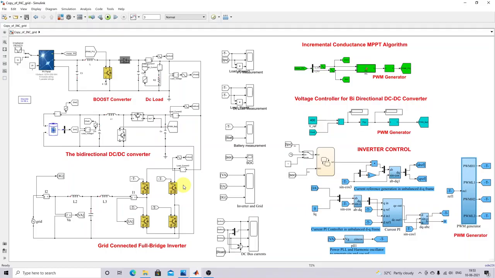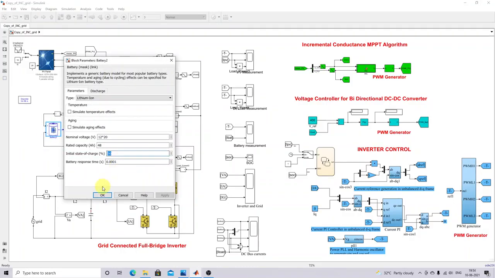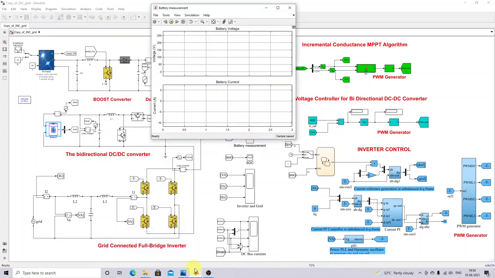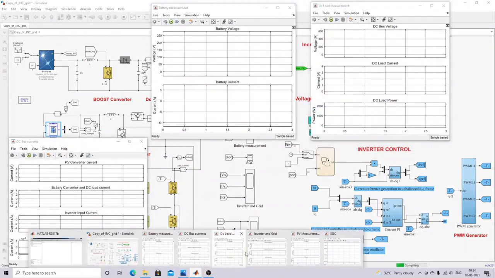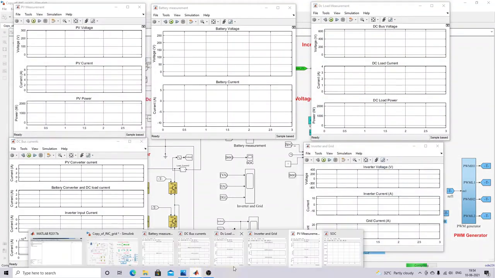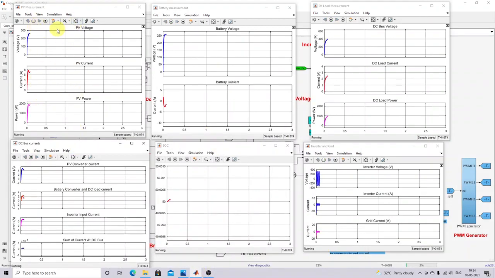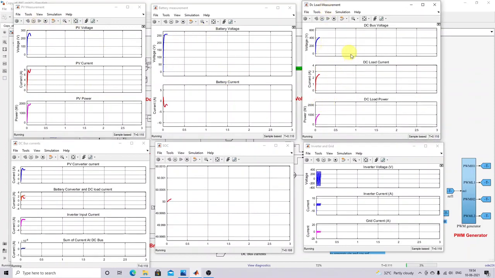So next I am going to simulate this model with two kinds of options. Initially the battery SOC is maintained at 50. Okay, so now I am going to simulate this model. So this is the PV measurement. This is the battery measurement, and then this is the DC load measurement, and then this is the SOC of the battery, and then this is the inverter voltage and current, and grid current measurement.